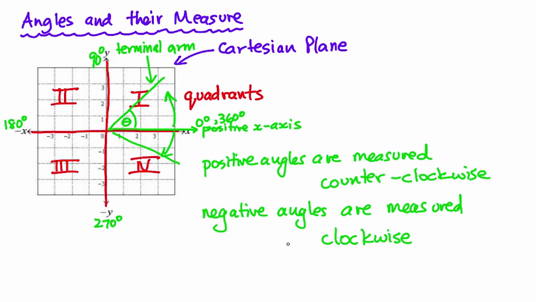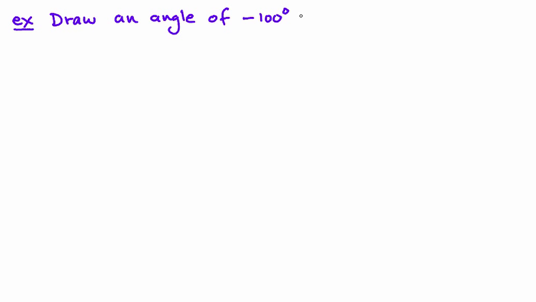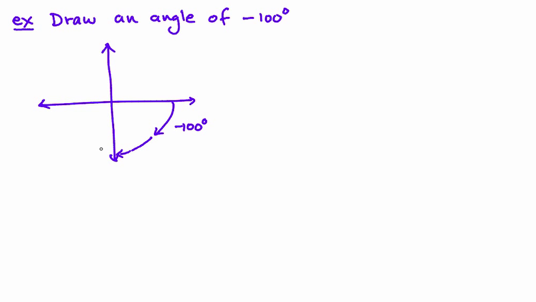So let's take a look at an example of a question that can be asked of you already. And that would be to draw an angle of negative 100 degrees. So here's my sketch of my Cartesian plane, and I have to go negative 100 degrees. Well, that would be negative 90, and then I go another 10 degrees past that. That would leave 80 degrees on this side, between here and here. This is 10. So this angle here, which I'll call theta, that would be negative 100 degrees.